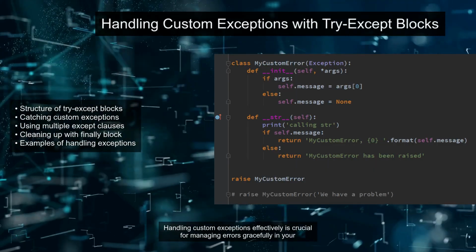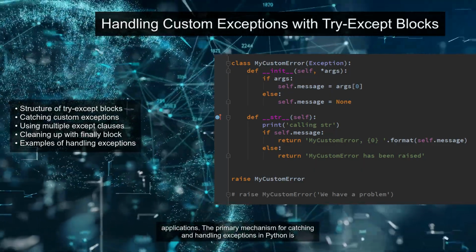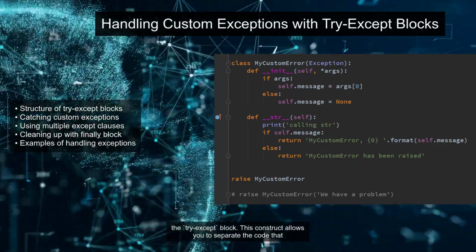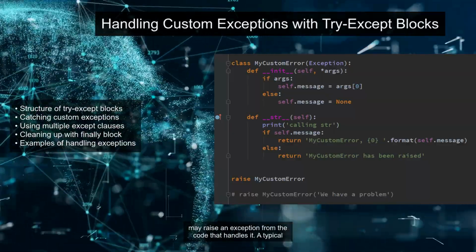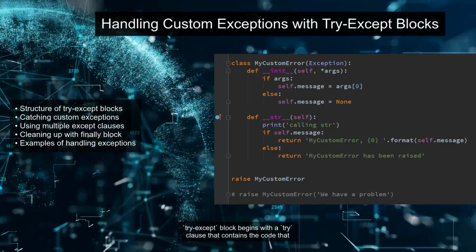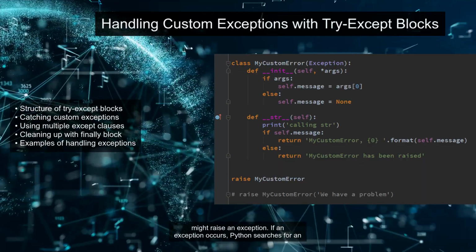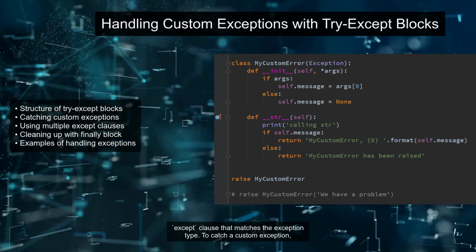Handling custom exceptions effectively is crucial for managing errors gracefully in your applications. The primary mechanism for catching and handling exceptions in Python is the try except block. This construct allows you to separate the code that may raise an exception from the code that handles it. A typical try except block begins with a try clause that contains the code that might raise an exception. If an exception occurs, Python searches for an except clause that matches the exception type.